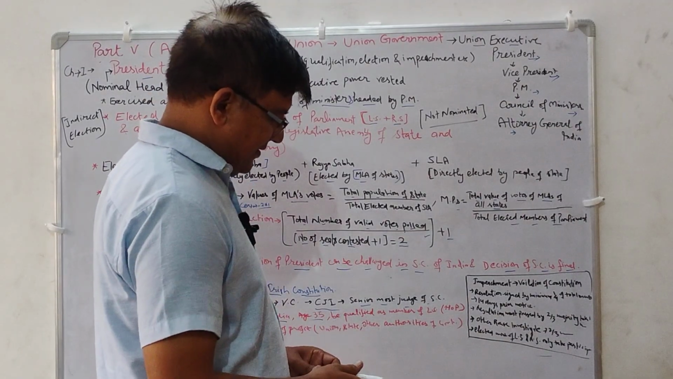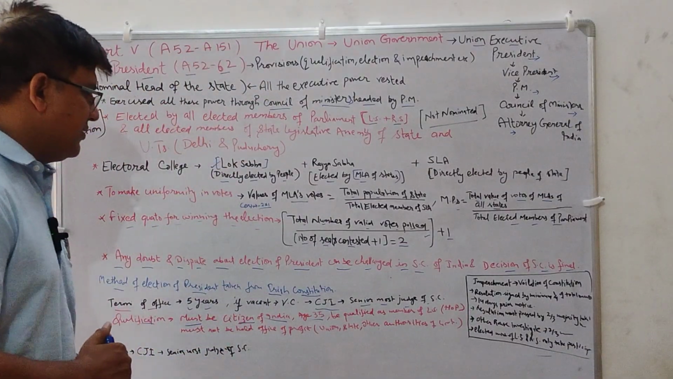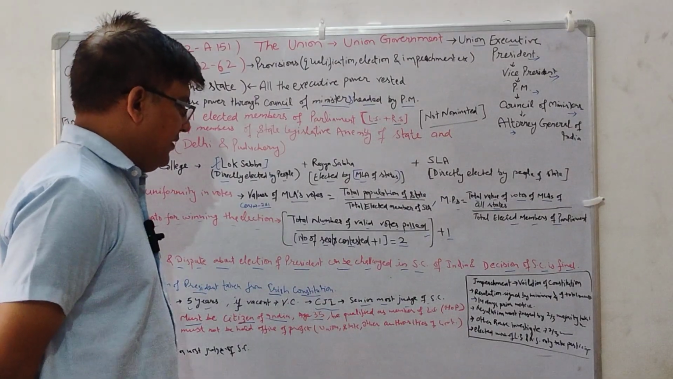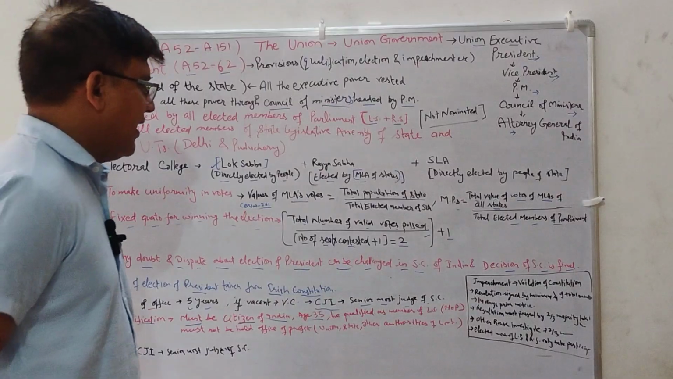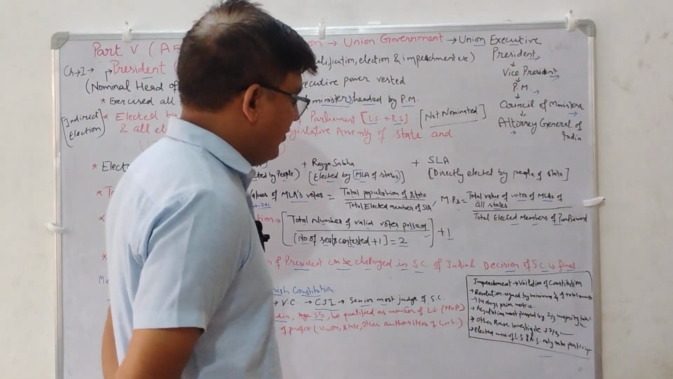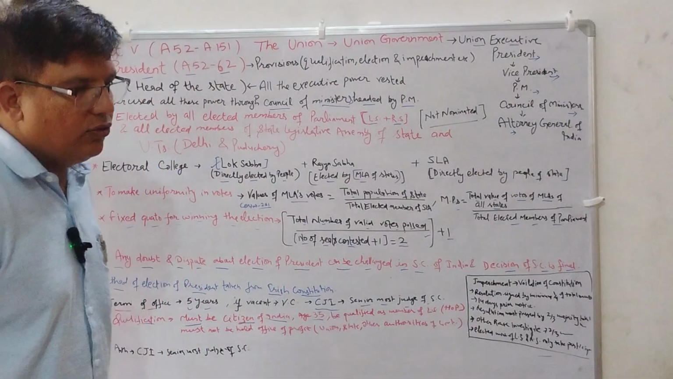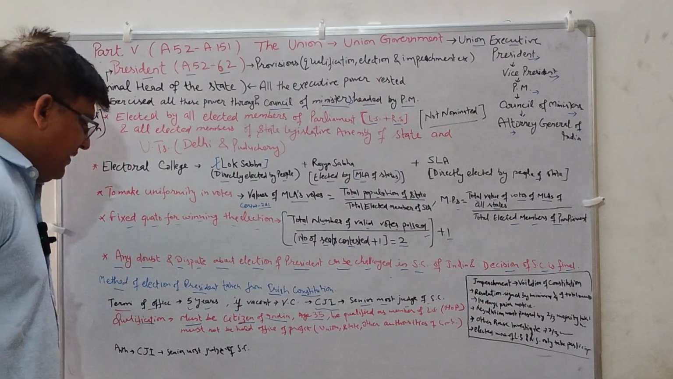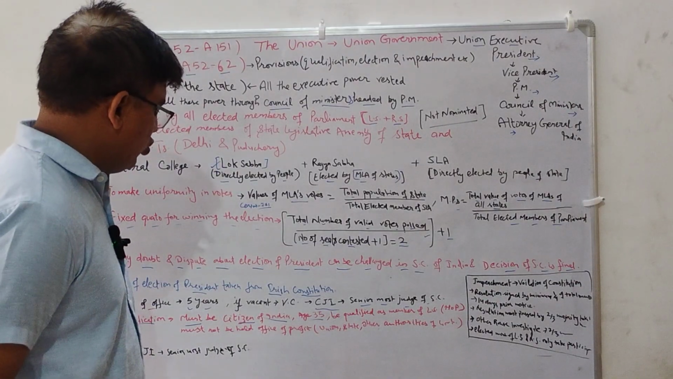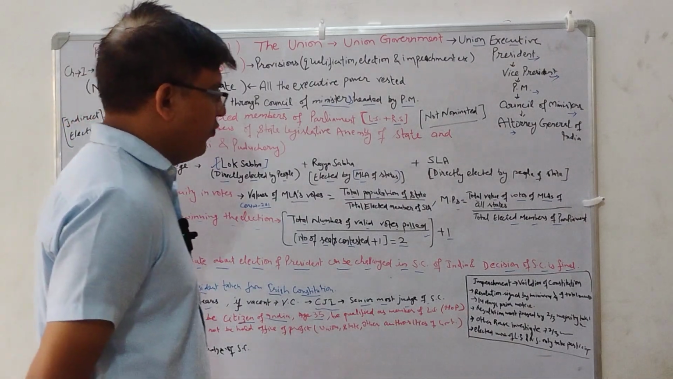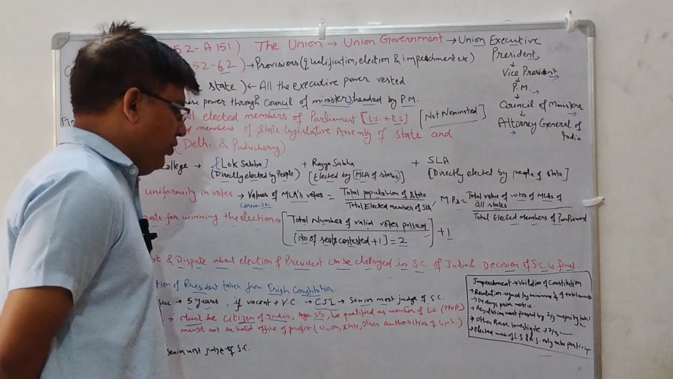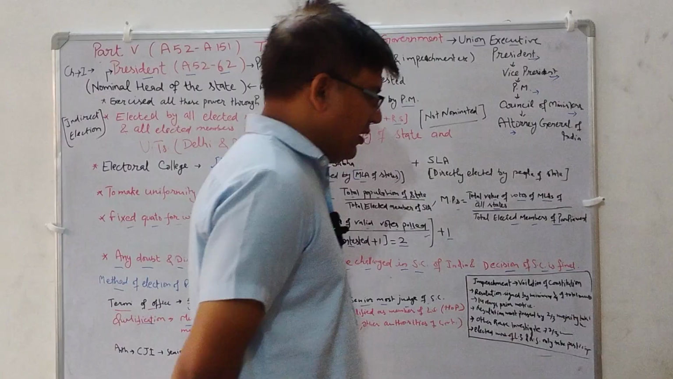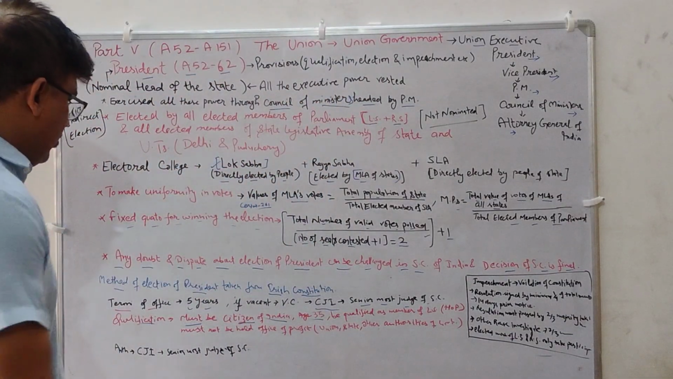Another qualification is that the person who contests the election of president must have the qualification to be a member of the House of the People. House of the People means the Lok Sabha. The next condition is he must not hold an office of profit in the union government, in a state government, or in any other authority which comes under the government.